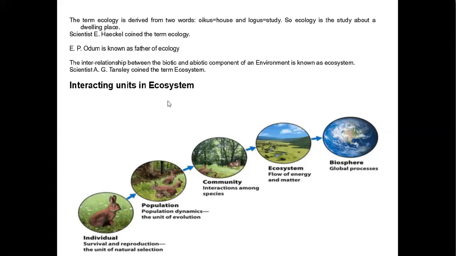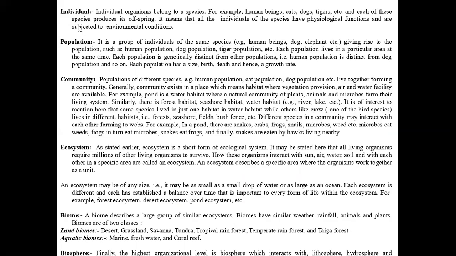There are several interacting units of ecosystems. For example, it starts from the individual, and a number of individuals combine to form a population. A number of populations combine to form a community, and a number of communities combine to form an ecosystem. A number of ecosystems combine to form a biosphere. So the smallest unit of these interacting units is the individual, and the largest is the biosphere. Here are explanations for all these terms: individual, population, community, ecosystem, biome, land biome, aquatic biome, and biosphere. You can go through this, and all the details are inside.